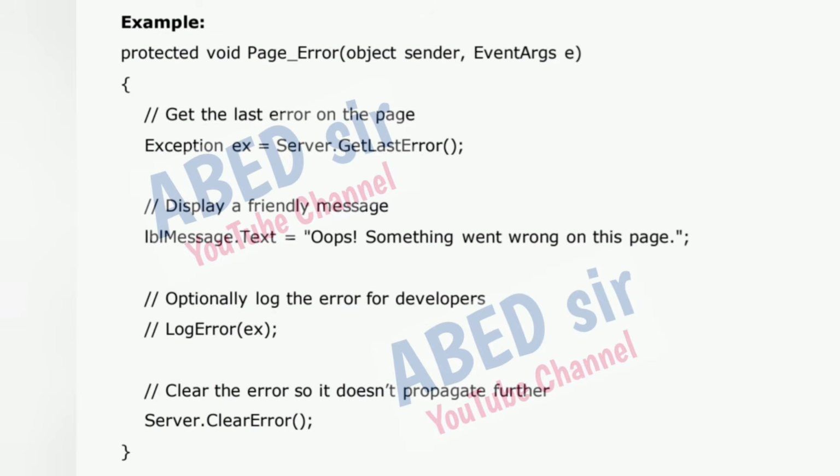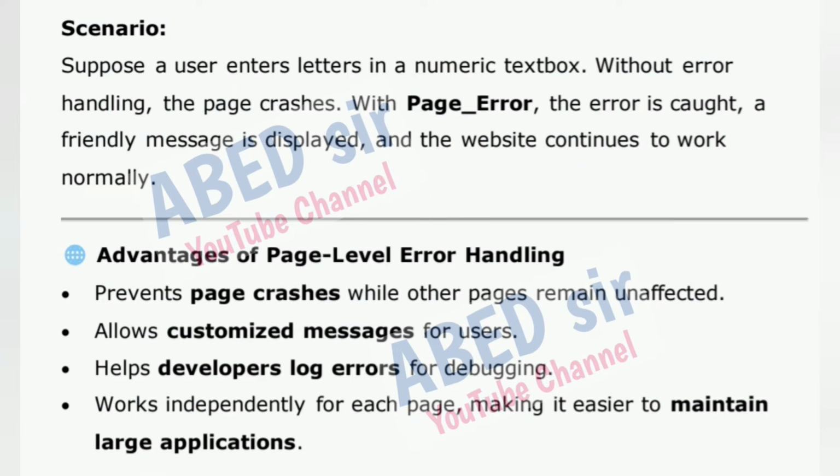Example. Protected void Page_Error(object sender, EventArgs e). Get the last error on the page: Exception x = Server.GetLastError(). Display a friendly message: lblMessage.Text = "Oops! Something went wrong on this page." Optionally log the error for developers: LogError(x). Clear the error so it doesn't propagate further: Server.ClearError().